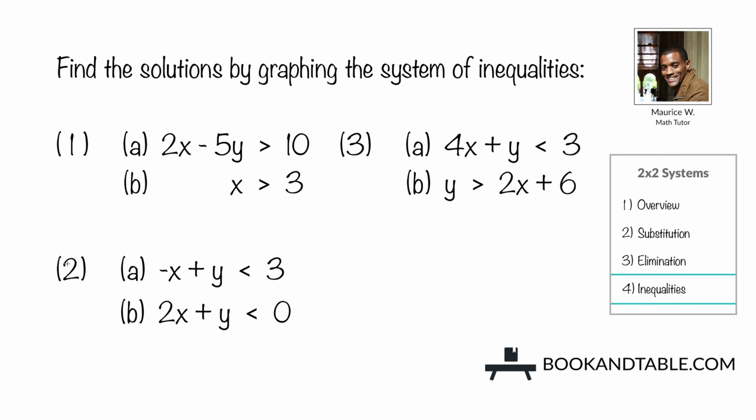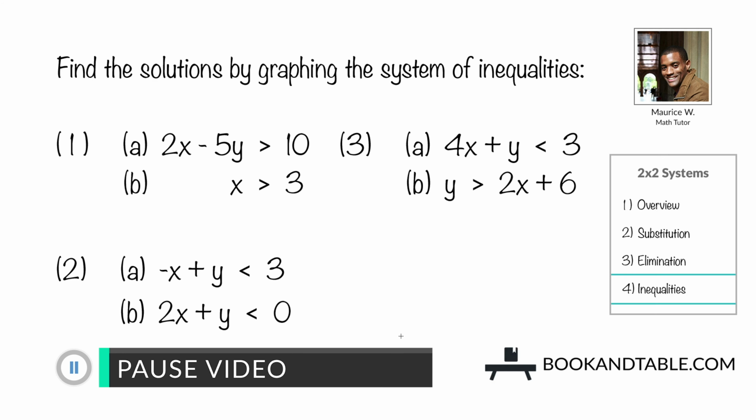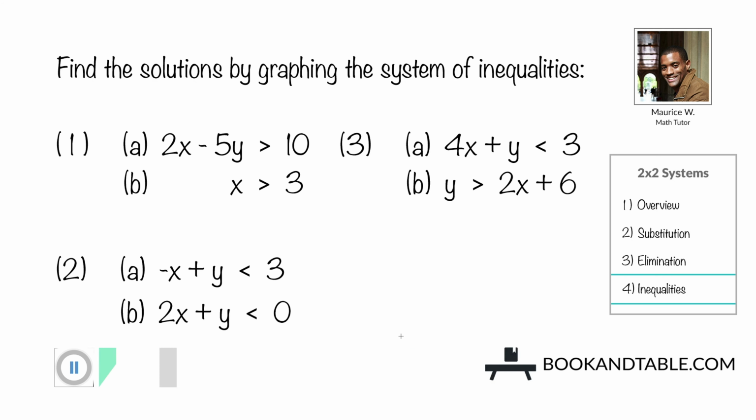Question number 2. Inequality A is negative x plus y is less than 3. Inequality B is 2x plus y is less than 0. In question number 3, inequality A is 4x plus y is less than 3. And inequality B is y is greater than 2x plus 6. Pause the video, answer these questions, and then press play when you are ready to begin.